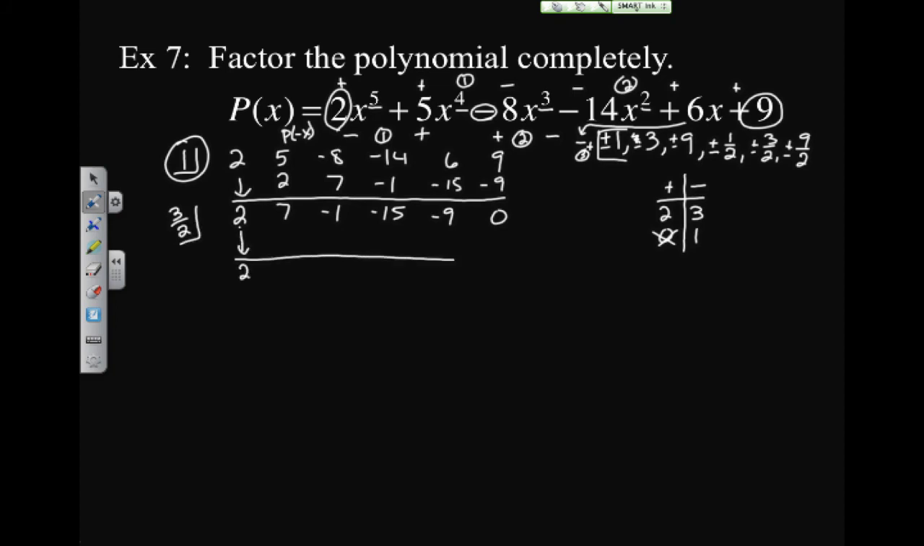So you bring down the 2. 2 times 3 halves is 3. That gives you a 10. 10 times 3 halves is going to be 5, and that gives you a 4. 4 times 3 halves is 6, and that gives you negative 9. And that times 3 halves is not going to work out either. Make sure I did this right. 2, 3, 10.